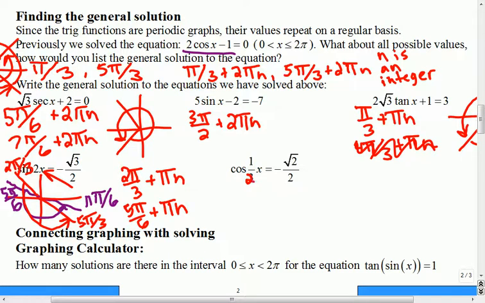Okay. So this one was nice. There was only one answer. Do you remember what it was? 3 pi over 2? How often will it repeat? Every 4 pi. That's right. So it'll be 4 pi n. Okay, so that's how we do a general solution to our equations.